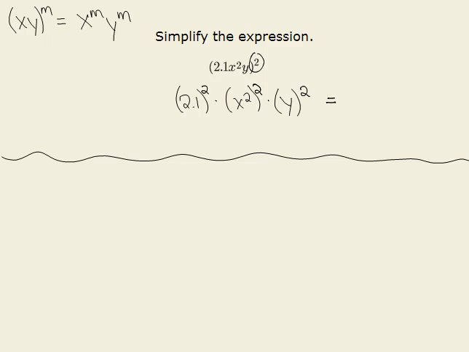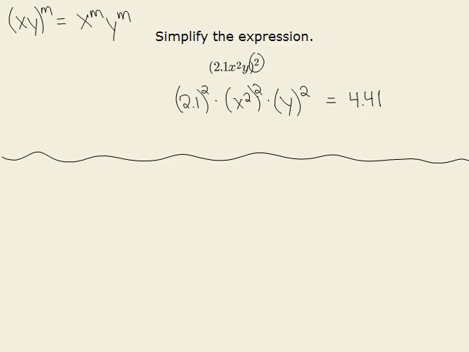And then we evaluate to get our final answer. 2.1 squared gives us 4.41. Now here we have x squared, squared. So we have x being raised to an exponent and then being raised to another one.